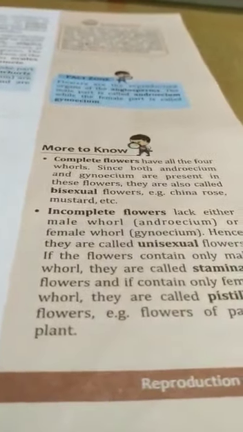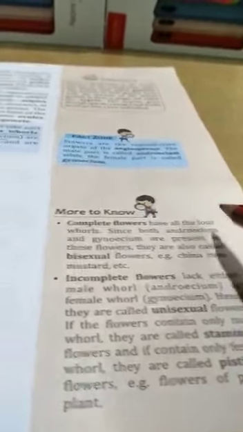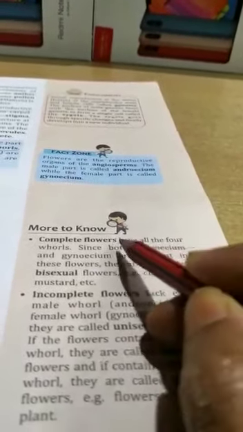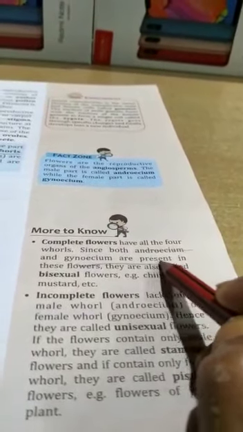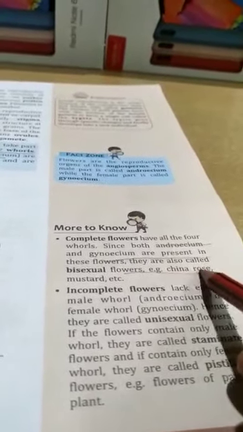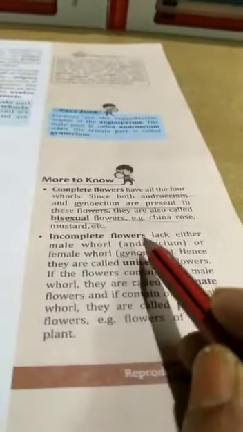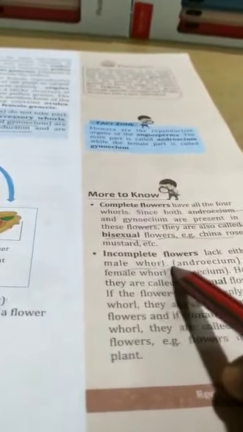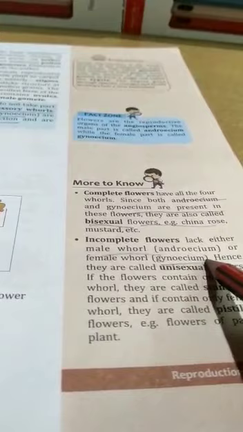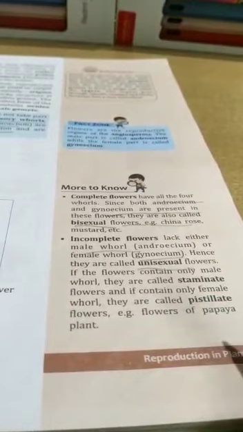Now the flower is complete. Flowers are of two types, complete flower and incomplete flower. The flower which has all the four whorls, androecium and gynoecium present, is known as a complete flower, or it is also known as a bisexual flower. Incomplete flowers are those which lack either the male whorl or the female whorl. Such kinds of flowers are also known as unisexual flowers.